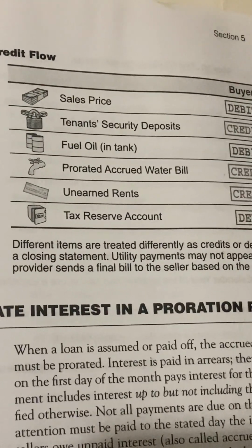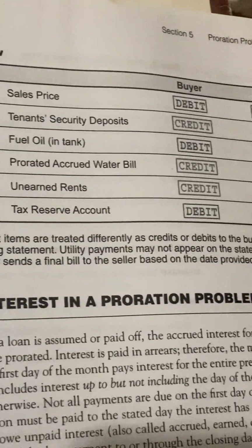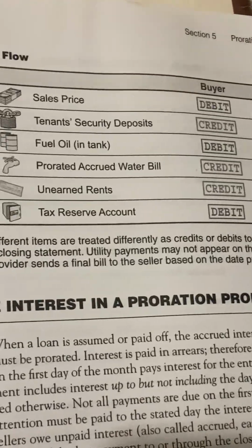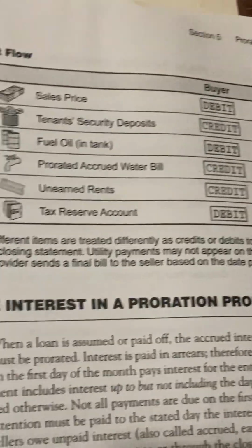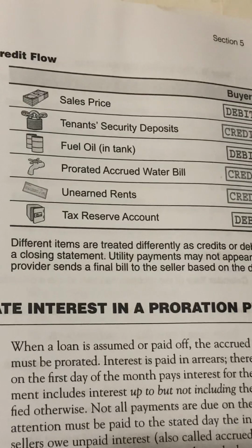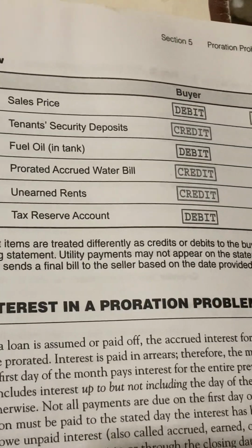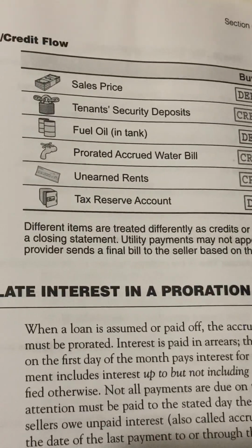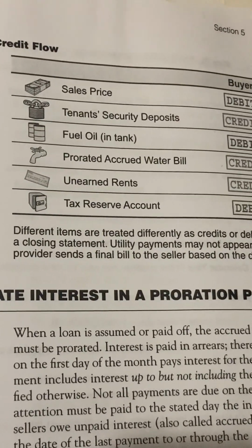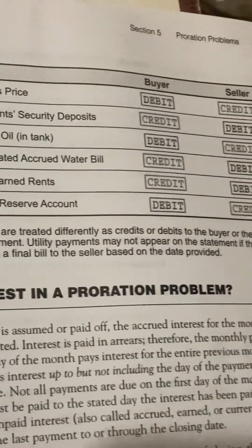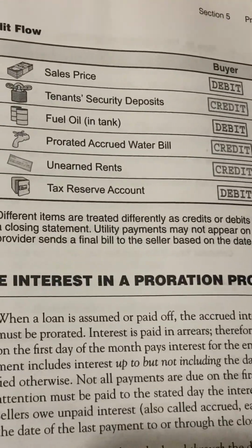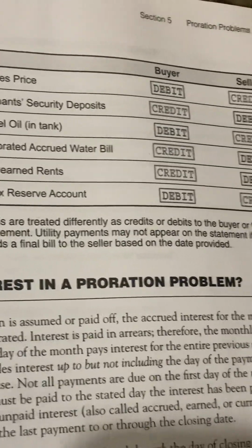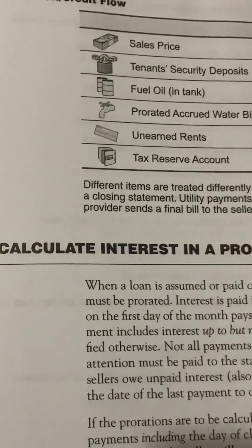Fuel oil in tank. Debit to the buyer, credit to the seller. Prorated accrued water bill. Credit to the buyer, debit to the seller. Unearned rents. Credit to the buyer, debit to the seller. Tax reserve account. Debit to the buyer, credit to the seller.